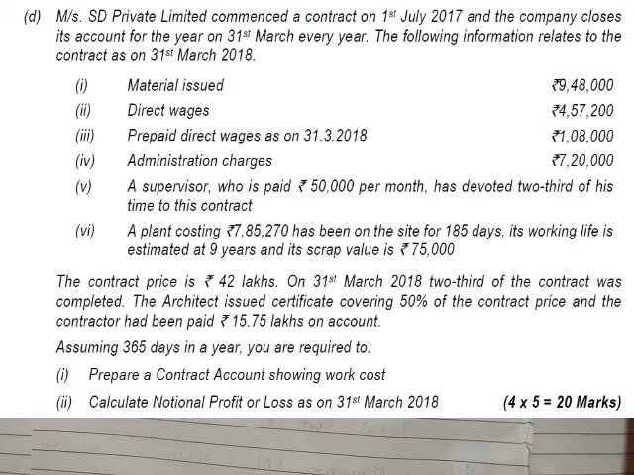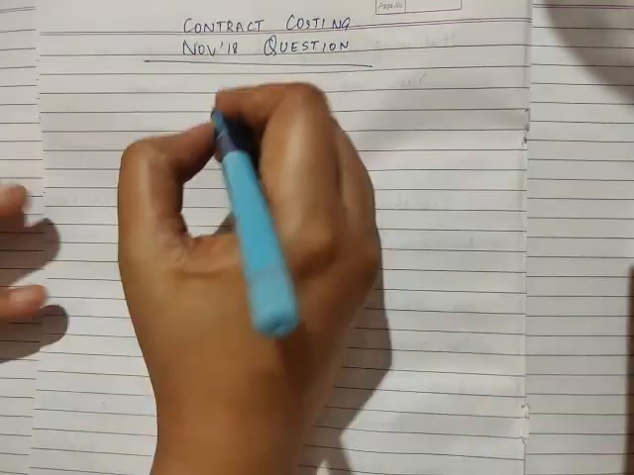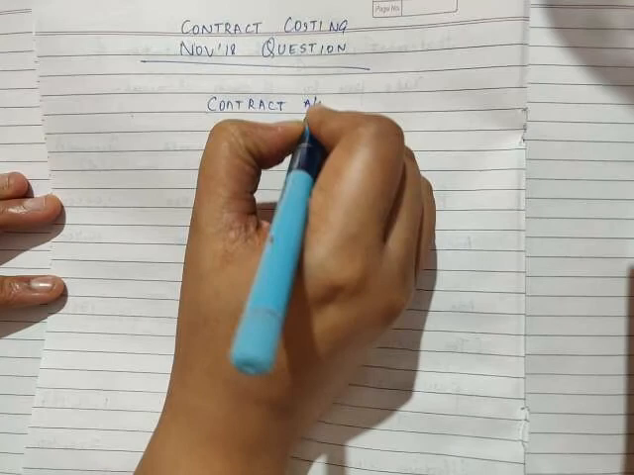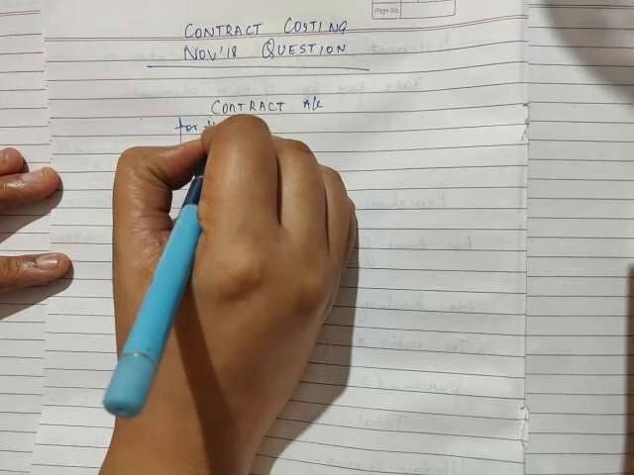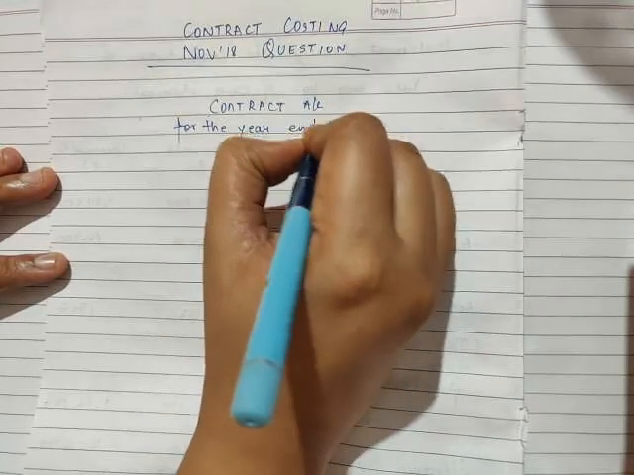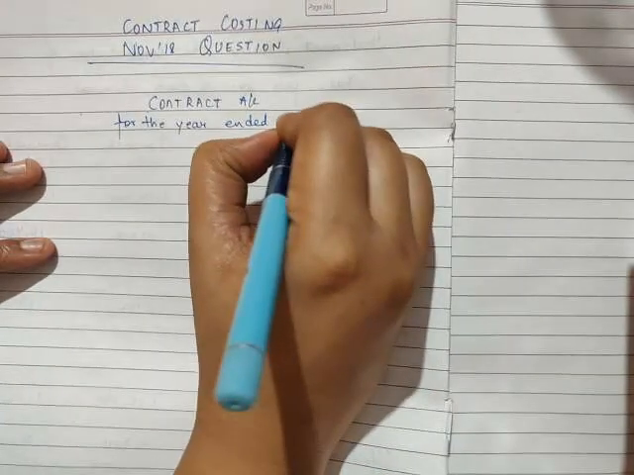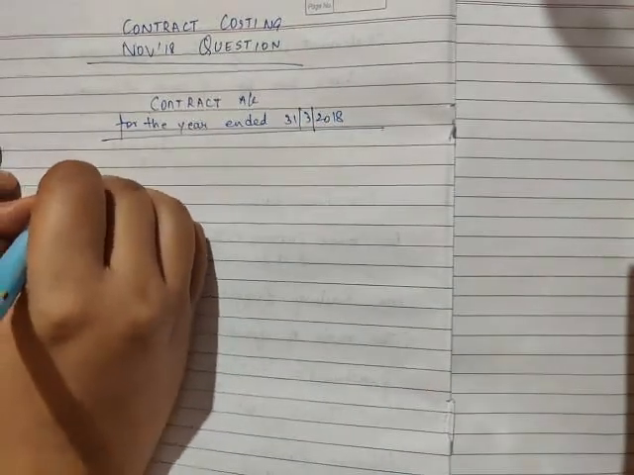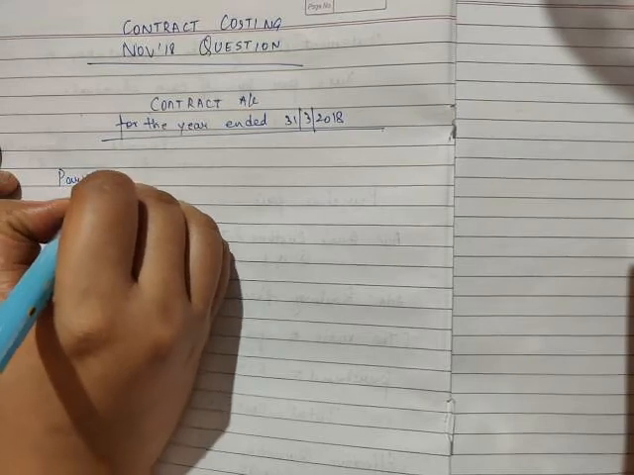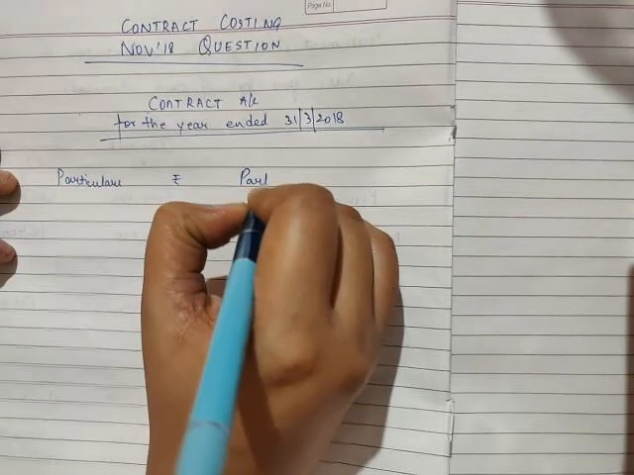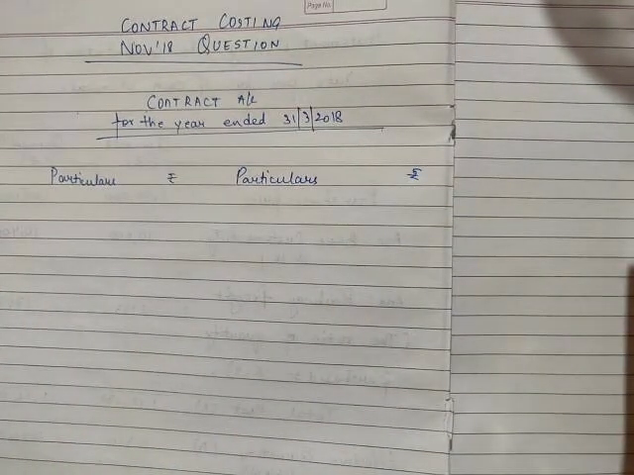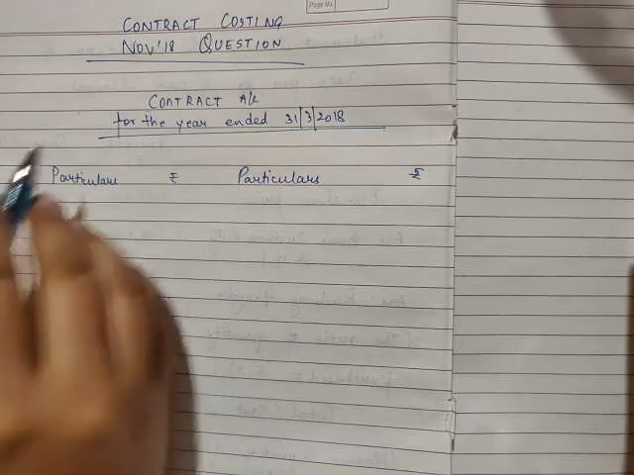So let us begin with the question. We are going to prepare the contract account for the year ended 31st March 2018. Particulars, amount, particulars and amount. It is very important to give a heading to all your accounts and statements.